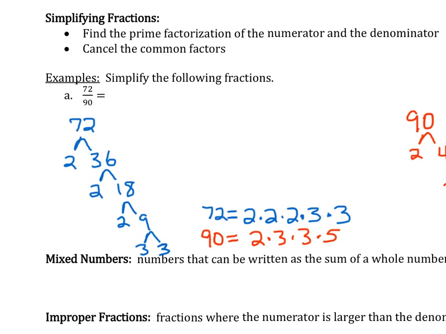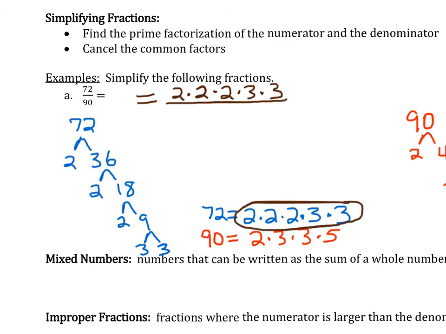What I'm going to do is rewrite 72 over 90 as the prime factorizations, right? So I'm going to have a 2 times 2 times 2 times 3 times 3, right? That's the same thing as 72, which I have right here. And I'm going to divide that by 2 times 3 times 3 times 5, which is my prime factorization for 90. Now, when we divide something by itself, we say that they cancel.